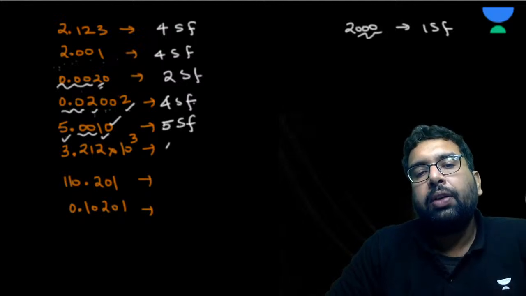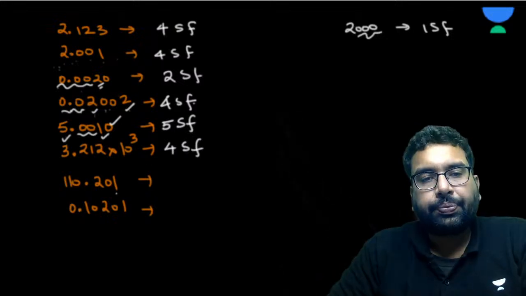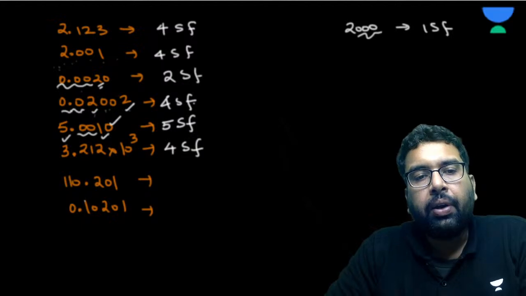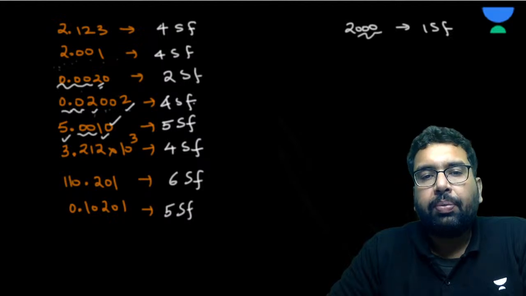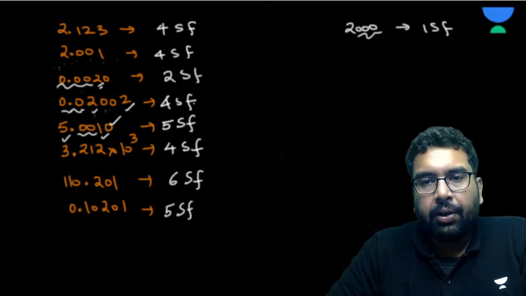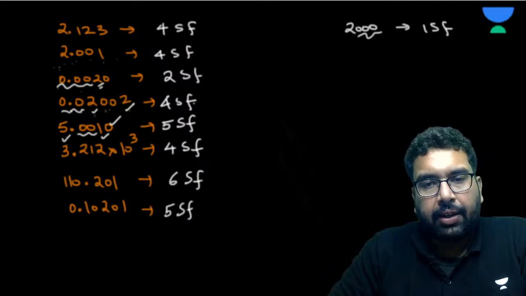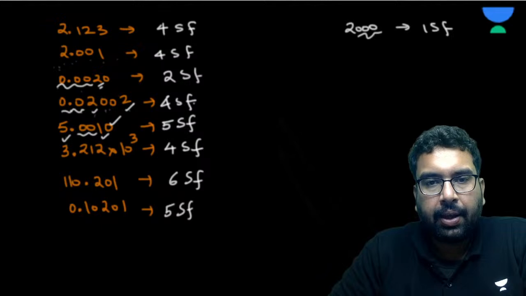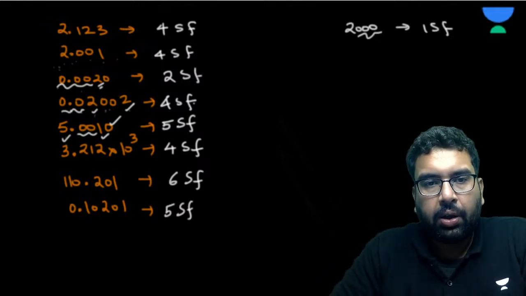In this one, 4 significant figures, because order of magnitude is never significant. Now in this, how many significant figures are there? 6 significant figures. And in this, how many? 5 significant figures, because the initial 0 will never be significant, and the remaining are significant in this case. Is it fine, brother? Did you get it? Tanu, you also? Okay, Vishal.